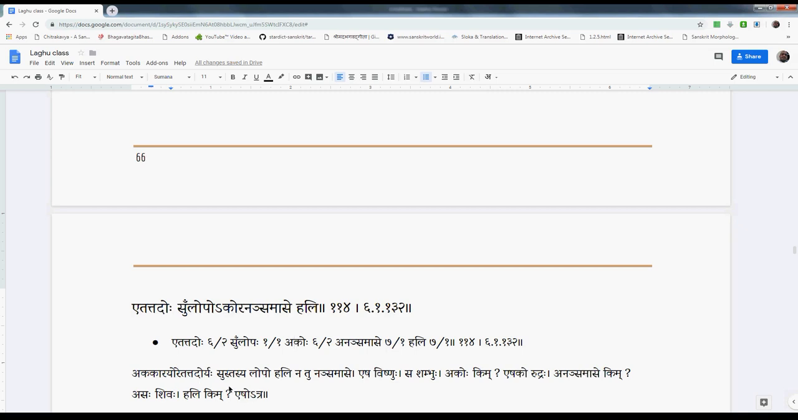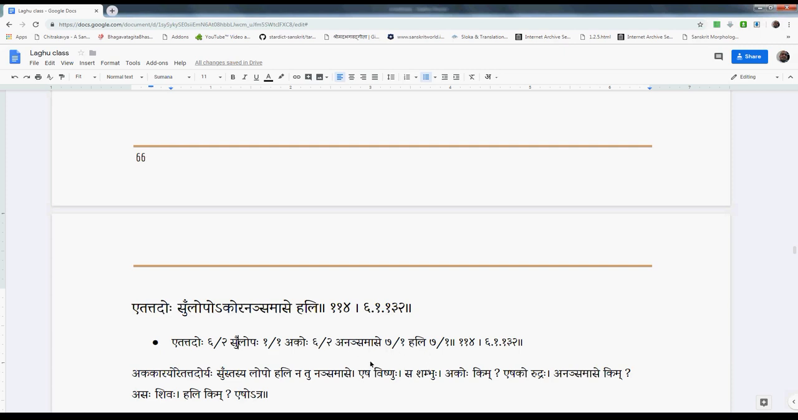अककारयोः एतत् तदोः यः सु तस्य यः सु means यः सु प्रत्यय, यः सुः, यः सु is itself declined here. यः सु तस्य लोपः हलि, हलि न तु लञ् समासे. If not in lञ् समास, so this is not परसप्तमी. It is एतत् तदो which is not a lञ् समास. When it is not an anan samasa with tat or etat shabda, and it should not have kakara, it should be kakara rahita, then you do sulopa.